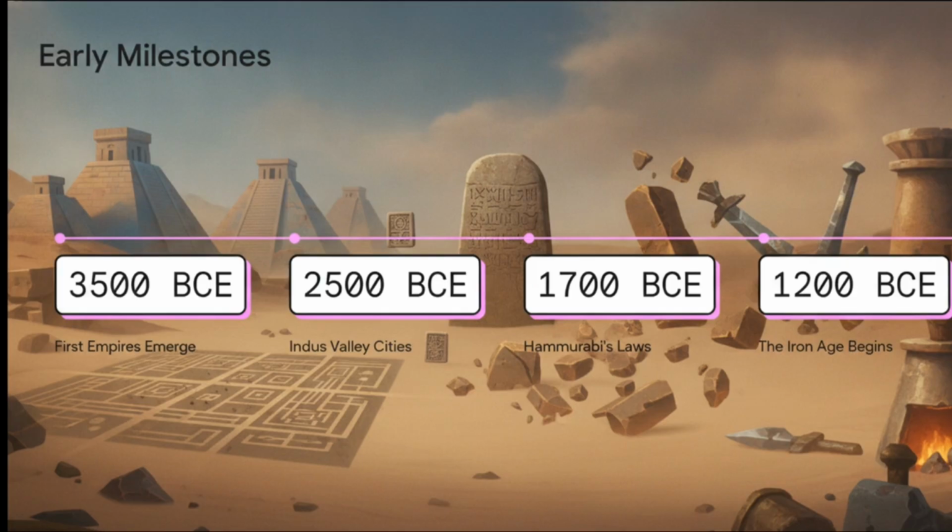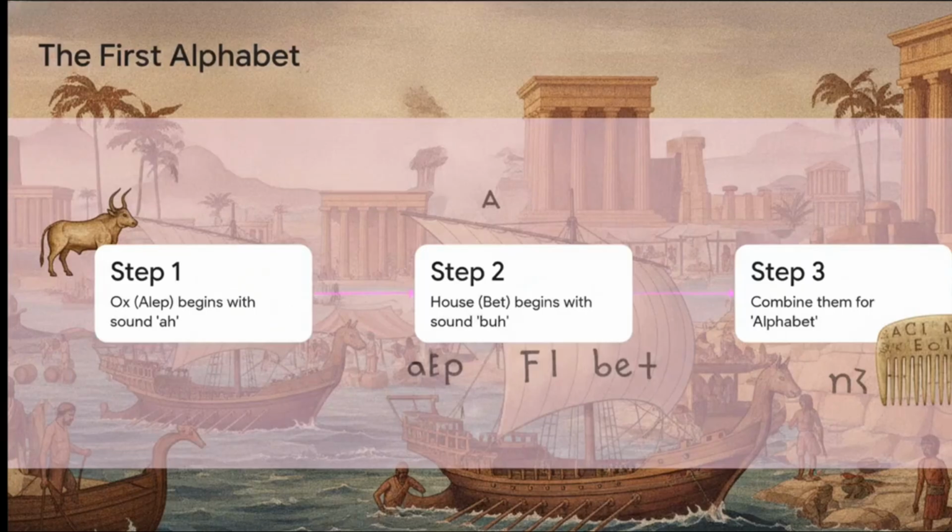By 2500 BCE, organized cities emerged in the Indus River Valley, and by 1700 BCE, Hammurabi was carving his famous laws into rock. But what's really fascinating here is how fragile these interconnected Bronze Age civilizations were. Because around 1200 BCE, right as the Iron Age began, these grand diverse empires mysteriously started falling apart at the exact same time.